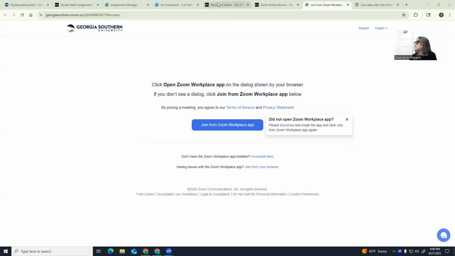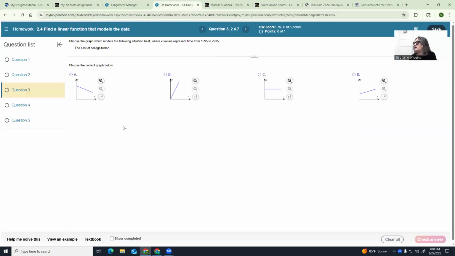All right, we are going to take a look at some homework problems, and we're going to use linear functions to model a graph that we're seeing. So let me share my screen. And here you can see we're asked to choose a graph which models the following situation best. So actually, I think I was saying that we're going to use a graph to find the model, but it's the reverse. We're given verbally the model and we're asked to match the graph to that description.